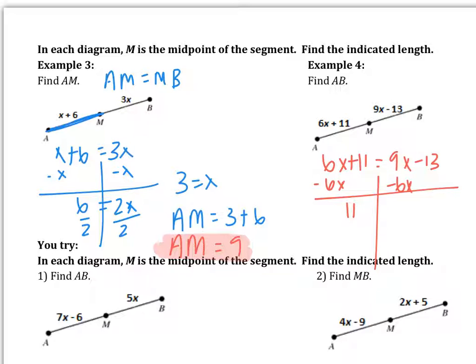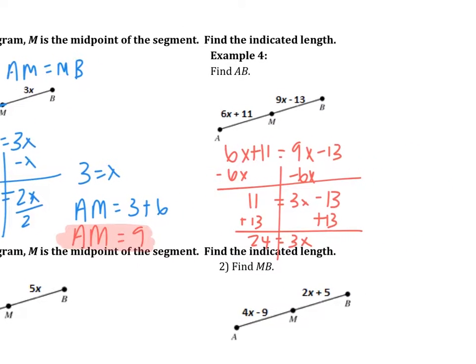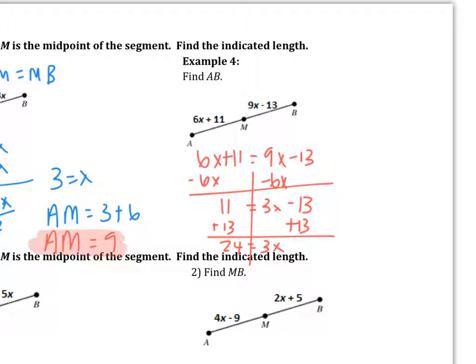So I've got 11 equals 3x minus 13. I'm going to do plus 13. 24 equals 3x. I'm running out of room a little bit here. Let's see if we can go off the side. Here we go. So 24 equals 3x. Divide by 3. 8 equals x.